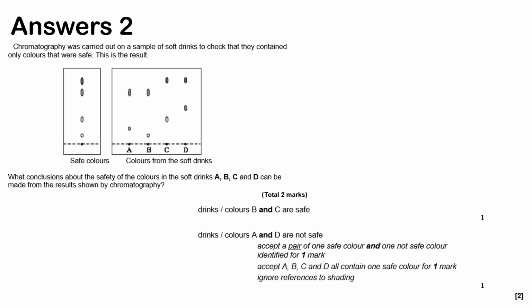We can also then say that colours A and D are not safe to drink. So if we have a look at drinks A and D, the first spot for A doesn't match anything on the safe colours, which means that first spot isn't a safe colour. The second spot does, but the first one doesn't, so A isn't safe. And for D, the first spot doesn't match, but the second spot does, so that first spot is not something that's declared as a safe colour, which means that A and D are not safe to drink.